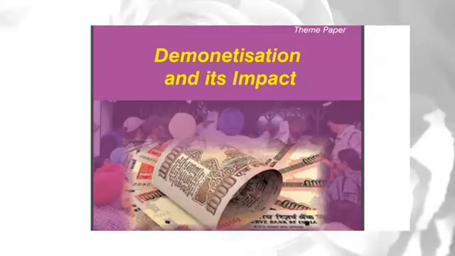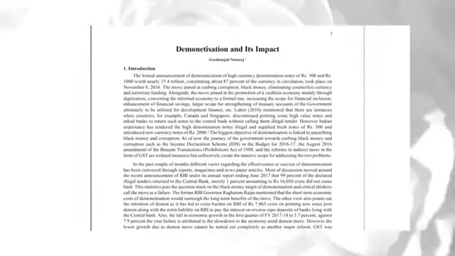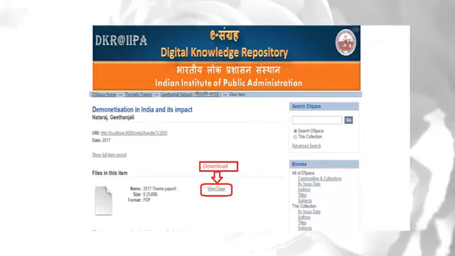Now, when you are accessing, say for instance, last year when demonetization came into the picture, we had a special thematic lecture on demonetization in India and its impact. You could just access the community on thematic papers, see what all thematic papers there are, access the full text, download it, and you are done. You will have the full text of this particular thematic paper and the observations thereof.